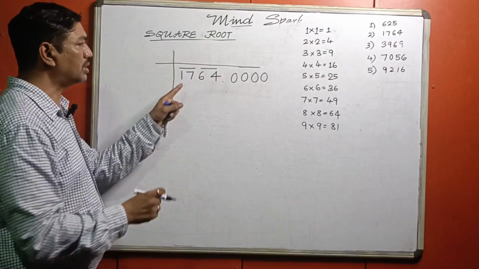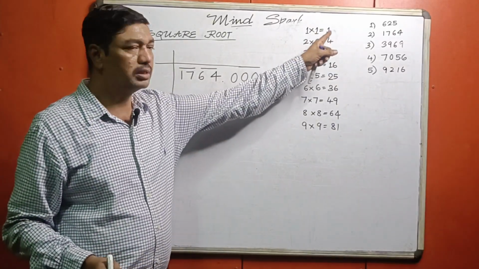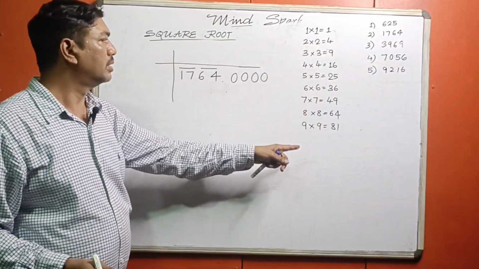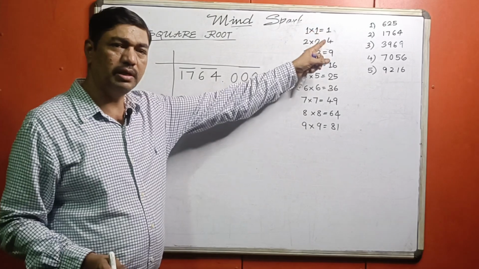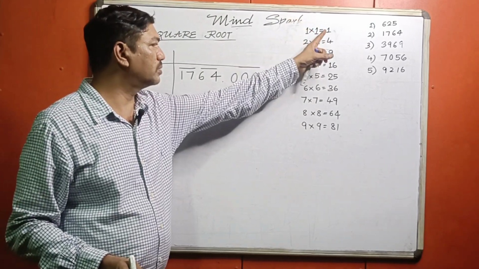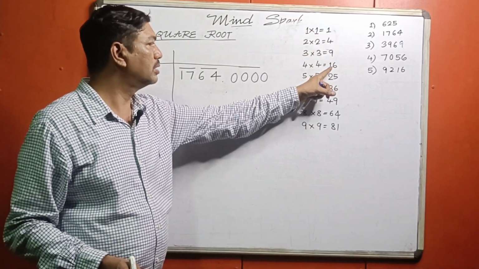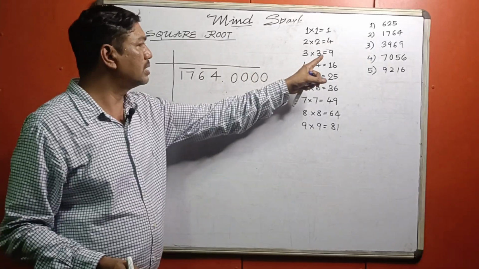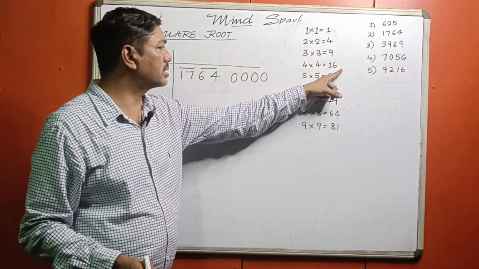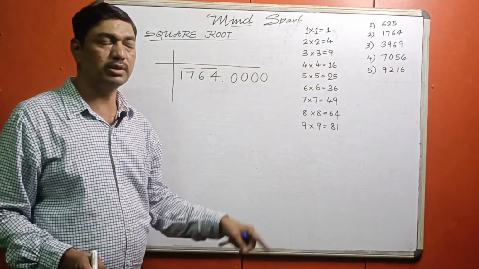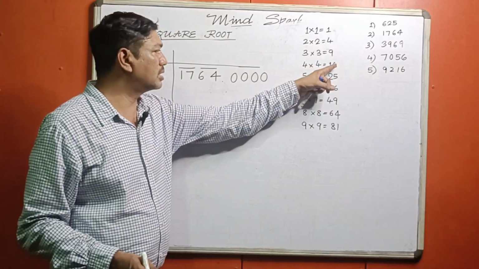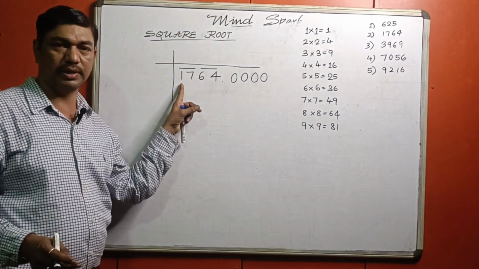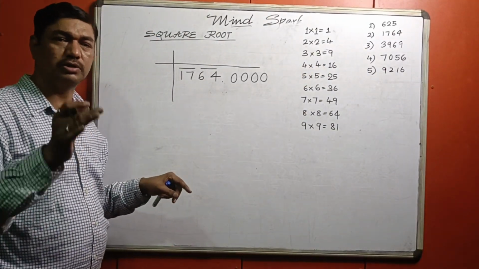So for 17, you have to observe where it matches, and it's the rule of square roots that you have to find where it matches. You can see 3 threes are 9, 4 fours are 16, and 5 fives are 25. Out of these three numbers, 16 is very close to 17. Either it should be equal or less than that.